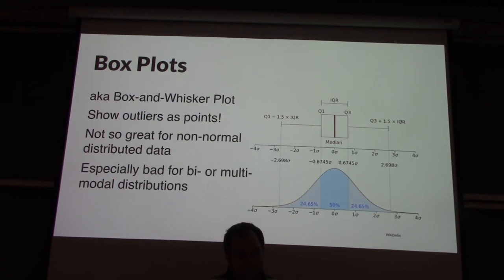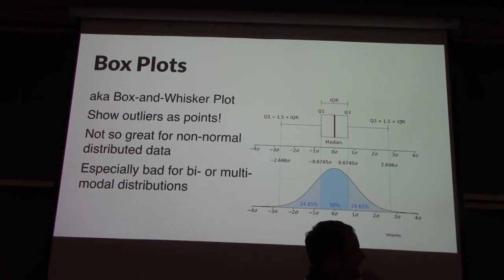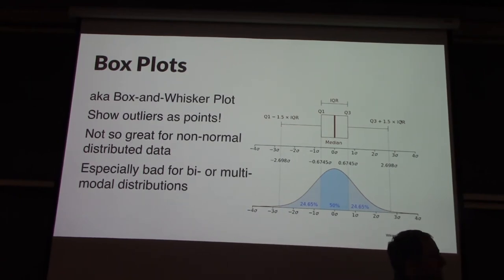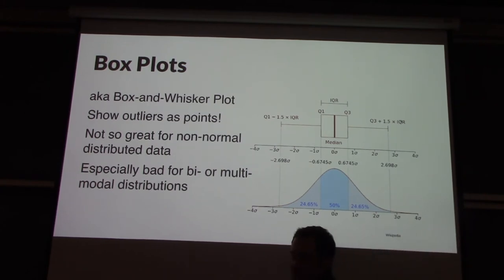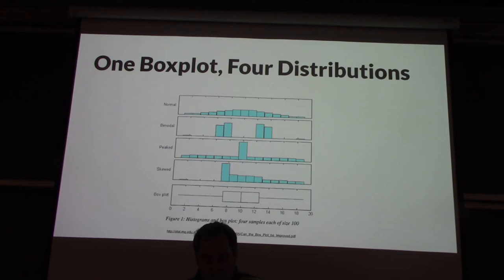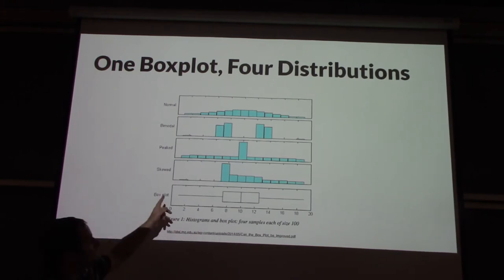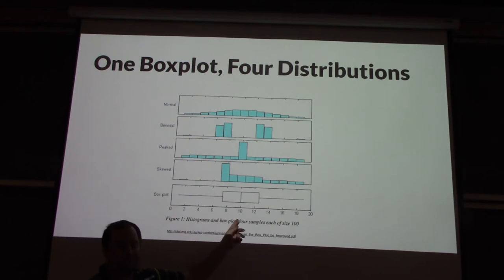Box and whisker plots are great for normally distributed data, but they're not so great if you have some funky distribution, and especially bad for bi- or multimodal distributions. And so what do I mean by that? Like here I have a normal distribution, and this box plot is an appropriate representation.